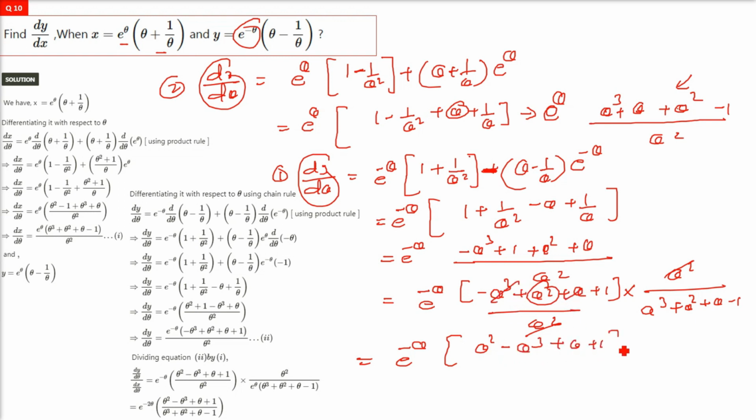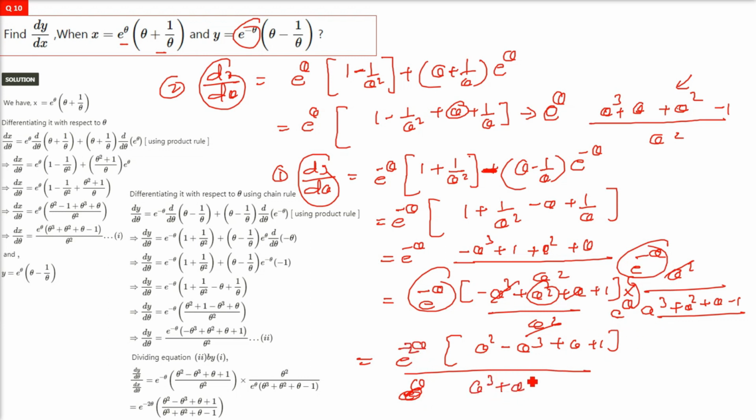If you remember, e to the power theta came in dx by d theta, and e to the power minus theta came in dy by d theta. So this e to the power minus theta is in the numerator, e to the power theta in the denominator, and then the denominator will go up, it will be e to the power minus theta. So e to the power minus theta and e to the power minus theta will give e to the power minus 2 theta. And this you can write like that only. And as I said, it is always visually appealing to write the content in descending or ascending order.